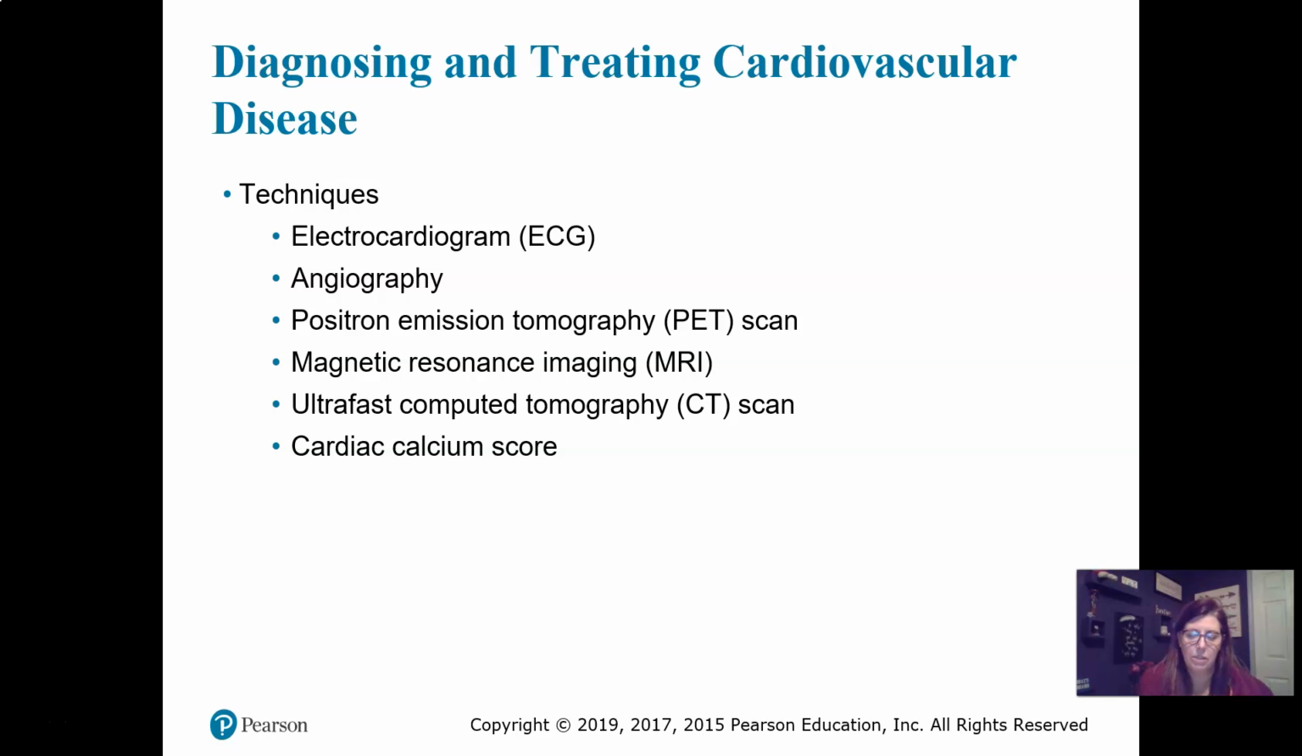MRIs, magnetic resonance imaging, the use of powerful magnets to look inside of the body. Ultra fast computed tomography, a CT scan. It's an especially fast form of X-ray imaging of the heart. And then cardiac calcium score. And that measures the amount of calcium-containing plaque in the coronary arteries.